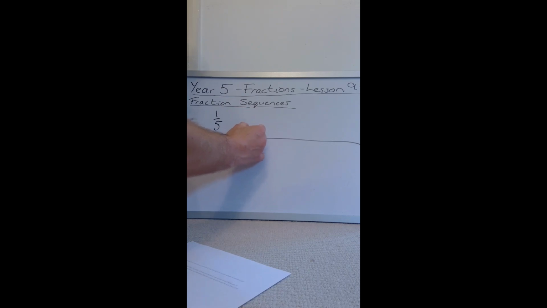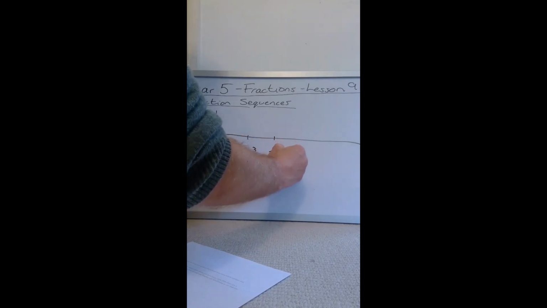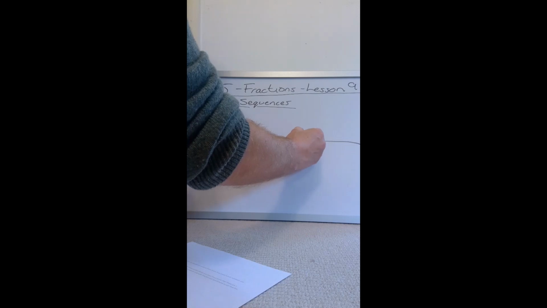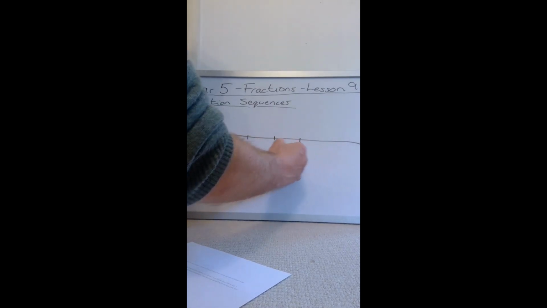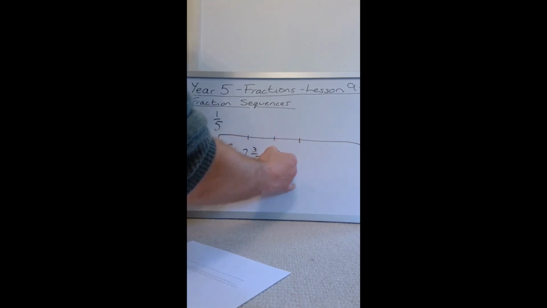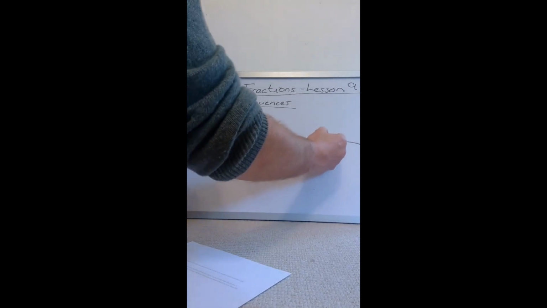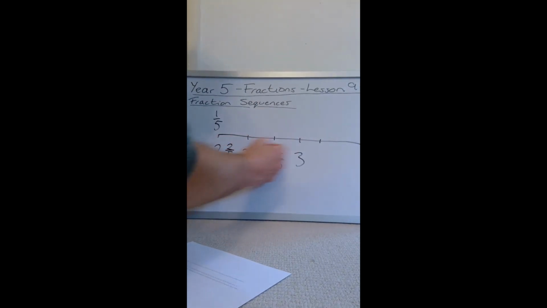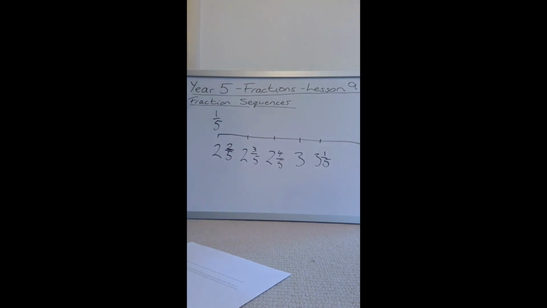So our first jump will take us to 2 and 3 fifths. Next jump will take us to 2 and 4 fifths. Next jump would take us to 2 and 5 fifths, but we know 5 fifths equals a whole, so it's adding 1 whole to the original whole number. So it's 2 add 1 is 3. And then we start the whole process again. It goes 3 and 1 fifth, and then we carry on.